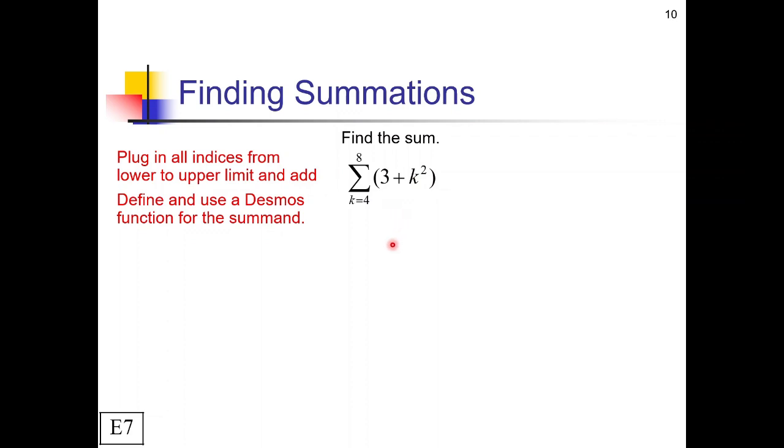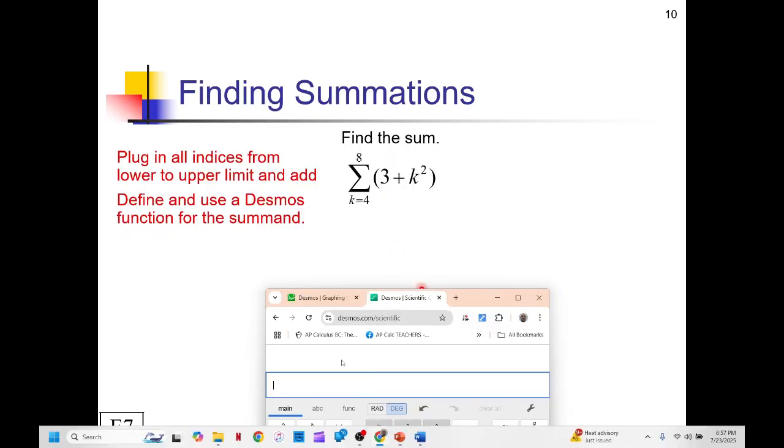All right, so let me go to Desmos. Here's Desmos. And let me define my function. So I'm going to call this f of, you can use whatever letter you want. I'll use f of k just to match what I have here. And I'm going to write that equals 3 plus k squared. So there's my function.